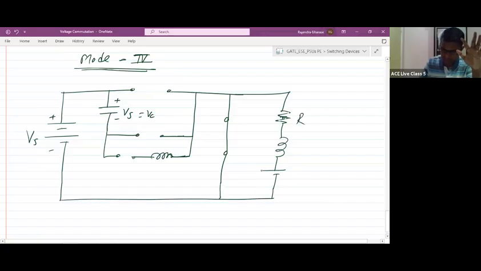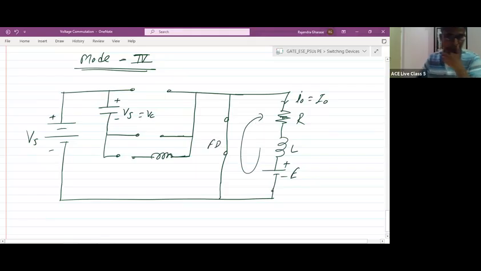R, L and E, right? This is I0, which is equal to I0. Here the load inductor is releasing the energy. This is your freewheeling diode, FD, right?